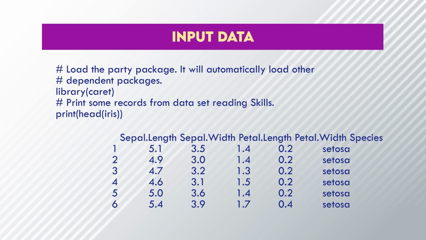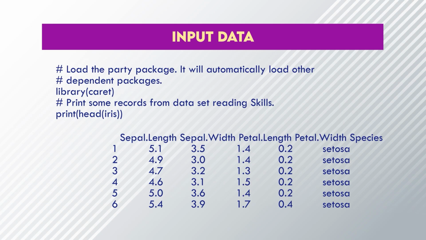Now you have seen what the data is here. We have only printed the head of the data, that is only 6 samples, showing the sepal length, sepal width, petal length and petal width, and the result as well.